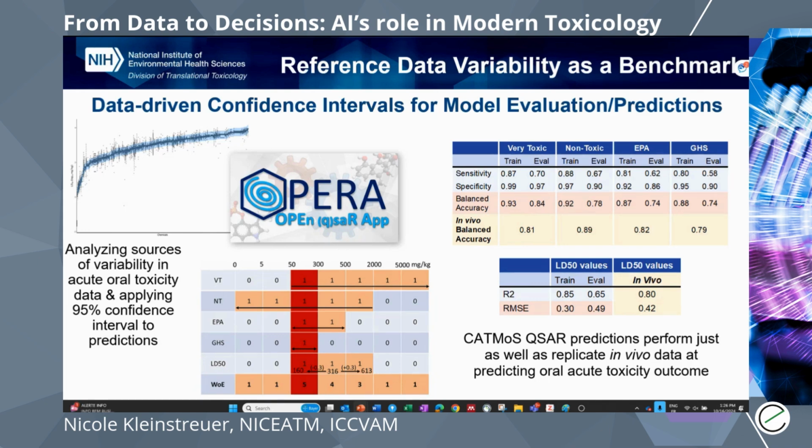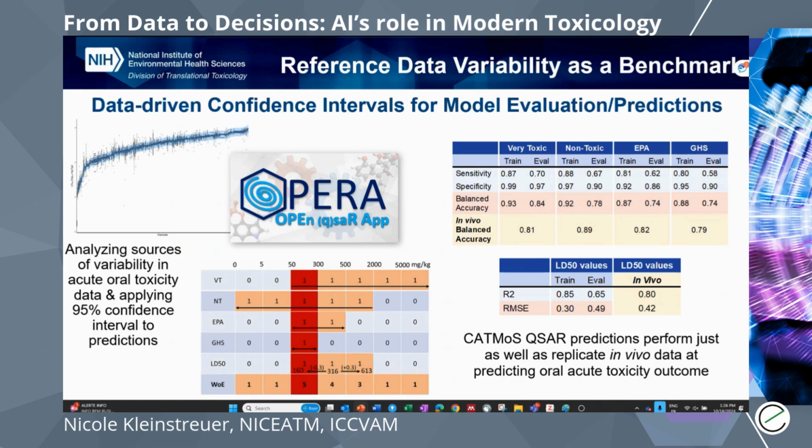When we were curating the training data for the CATMOS QSAR consensus modeling project, we had over 1,000 chemicals that had independently run LD50 tests. So we were able to take a data-driven approach to deriving a confidence interval by bootstrapping through the standard deviations of replicate animal studies. We found that it's about a quarter log mg per kg per day in either direction. That is the appropriate confidence interval to apply, not only when making predictions about the LD50, but also when benchmarking those predictions against reference data.